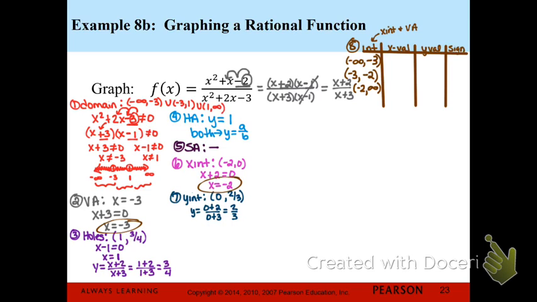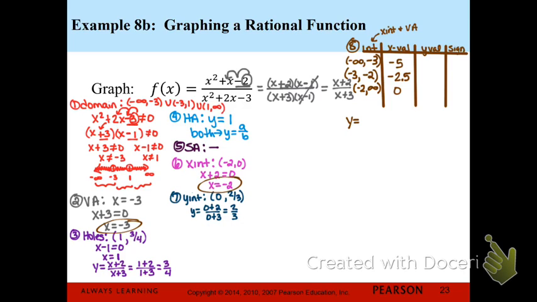All right, so give me an x value between negative infinity and negative 3. Negative 5. What about between negative 3 and negative 2? Negative 2.5? All right, what about from negative 2 to infinity? 0. All right, so what do we do once we find our x values? Plug it into the simplified equation to find the y value.